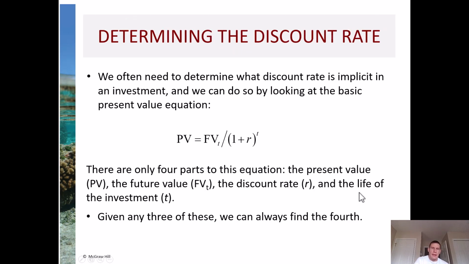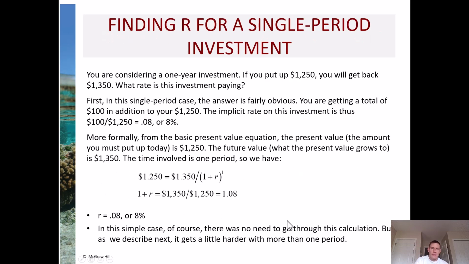So, determining the discount rate. We often need to determine what discount rate is implicit in an investment. We can do so by looking at the present value equation. We've got 4 parts of the equation: the present value, the future value, the discount rate r, and the life of the investment t. As long as we know at least 3 of these, we can always figure out the 4th one. So let's look at an example of that.